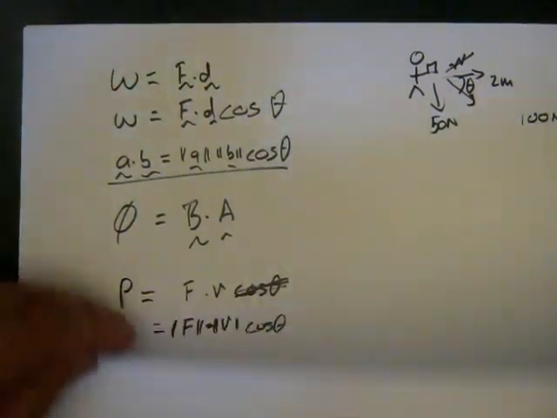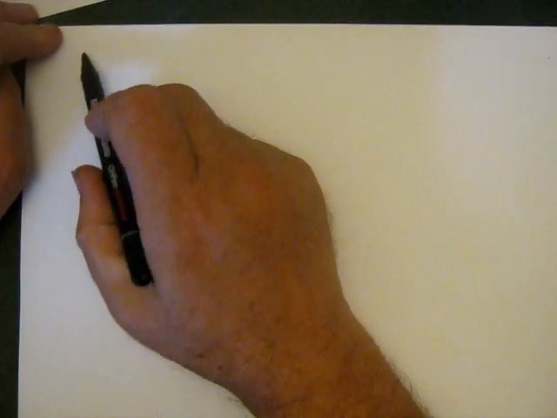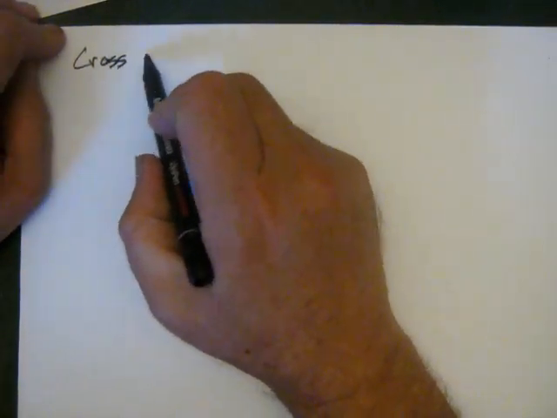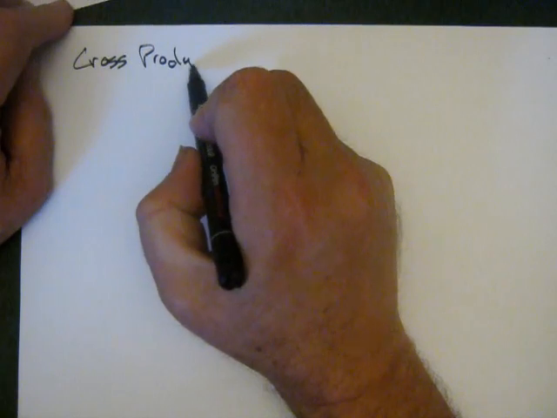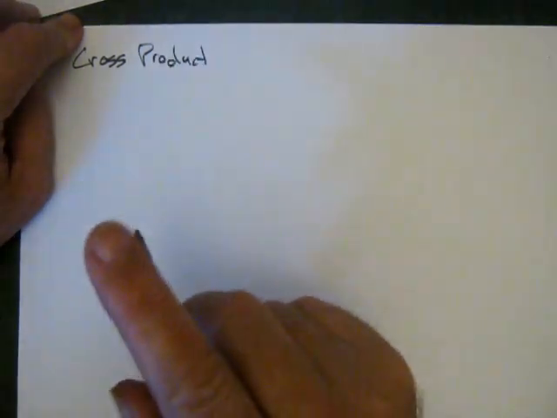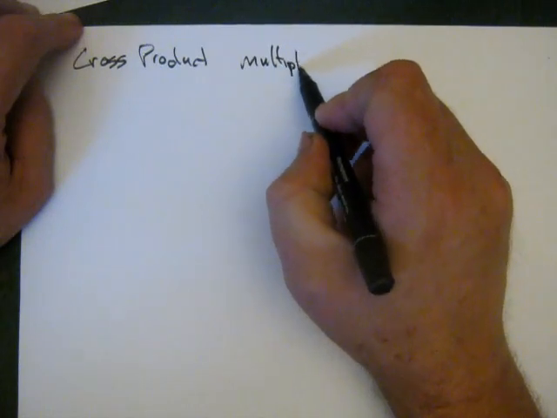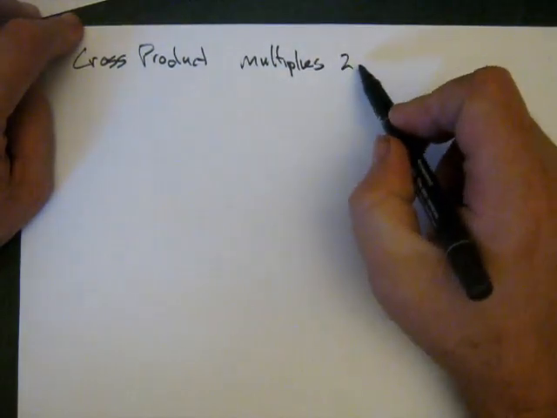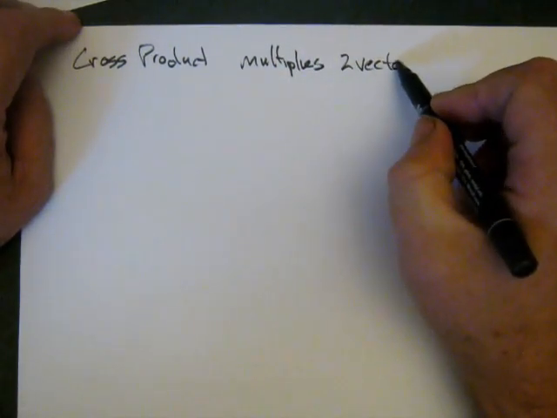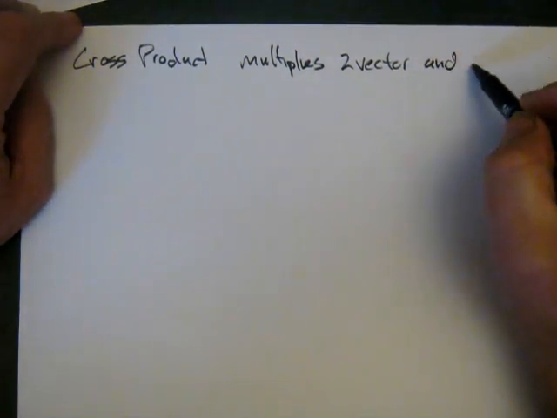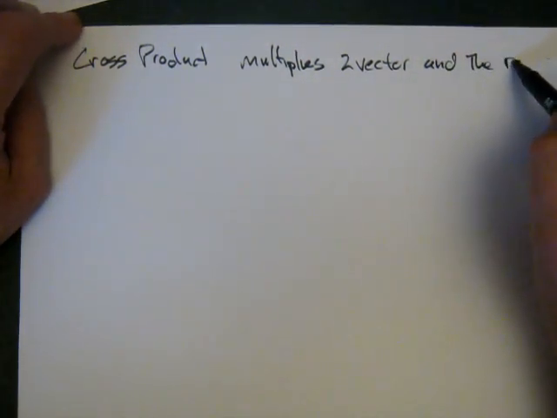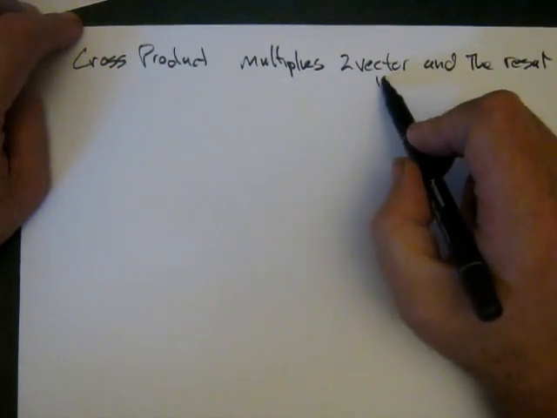Okay, isn't that cool? You're probably thinking, oh God, he's gone crazy again. Okay, the other one we're talking about is cross products. I don't want to spend too much time, I'll let you do some problems here. A cross product multiplies two vectors and the result is a vector.